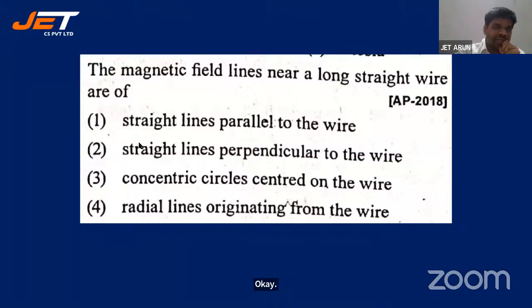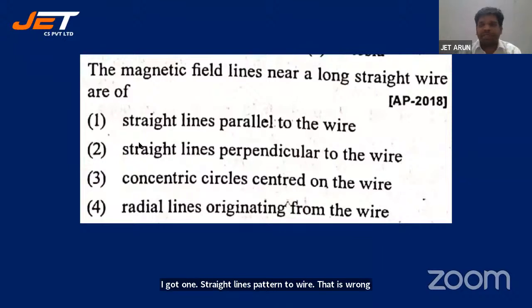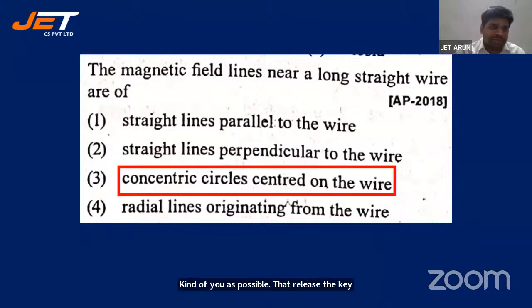I got one. Straight lines parallel to the wire. That is wrong, students. One is wrong. But if you make a mistake, there is nothing wrong in that. You have to correct it, students. I'll release the key. It is 3 students. 3 is absolutely right. Okay, not 1, students. It is 3.